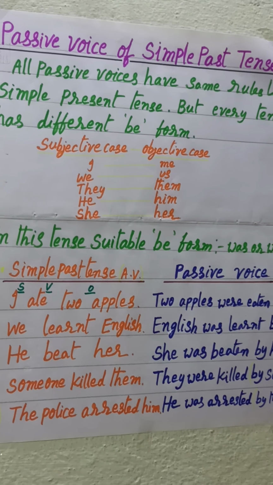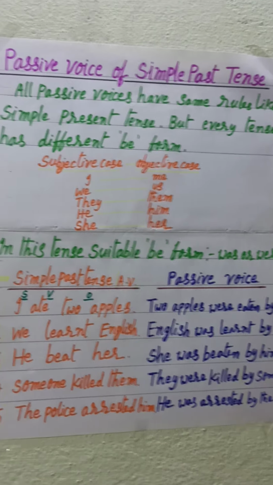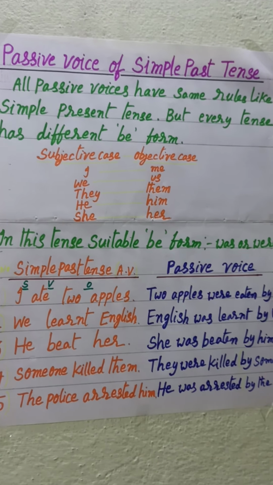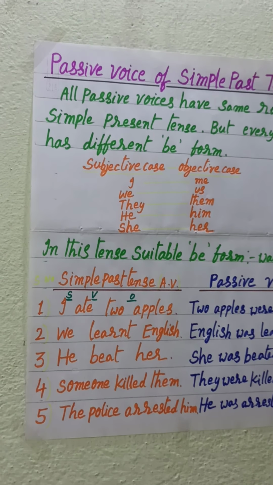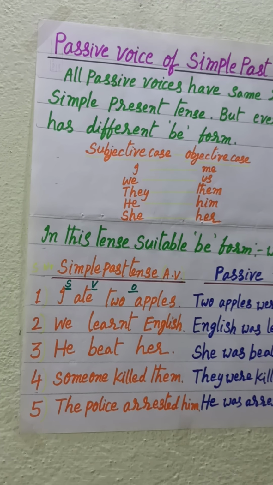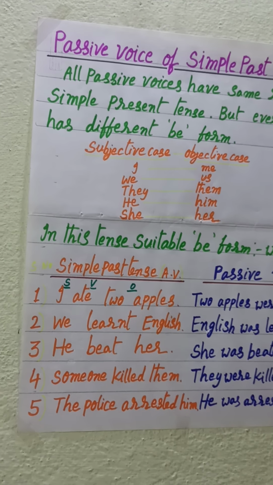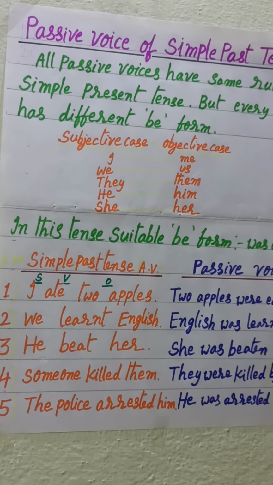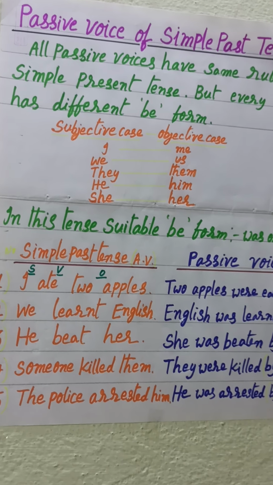These all are positive sentences. If we want negative, we shall write did not before the verb, or between verb and subject, and the verb changes to V1, that is eat. I didn't eat 2 apples.